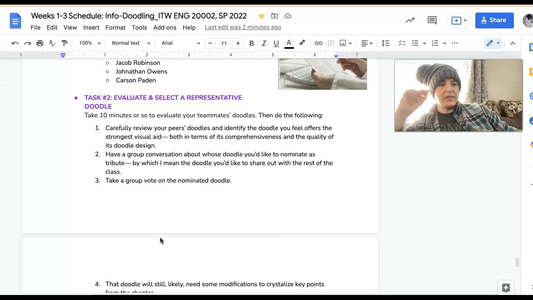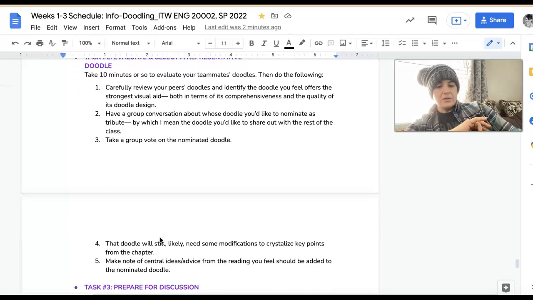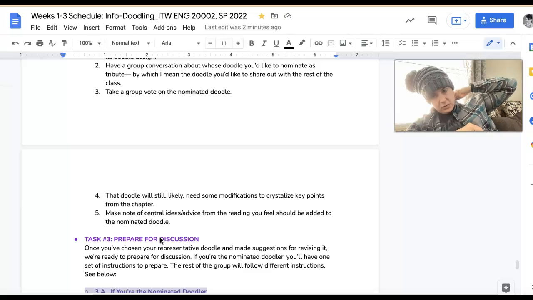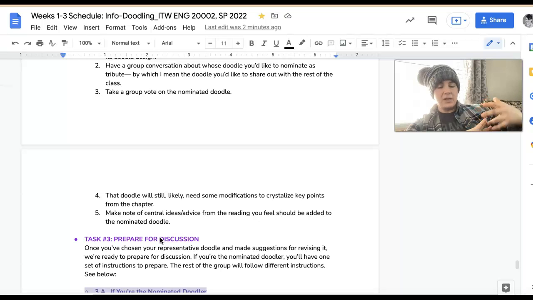All right. Now that doodle may still need some modifications. So you can nominate a doodle and say, I really like this one, but this point from Pete's doodle I think also needs to potentially be incorporated in there so that it's more representative. So you also want to offer constructive feedback even to the doodle you're nominating. Okay. So there's that. And obviously make notes of the things that you feel will need tweaking after you nominate that doodle, so that it's really encapsulating everything that you want that doodle to say. All right. And then you're going to prepare for discussion.